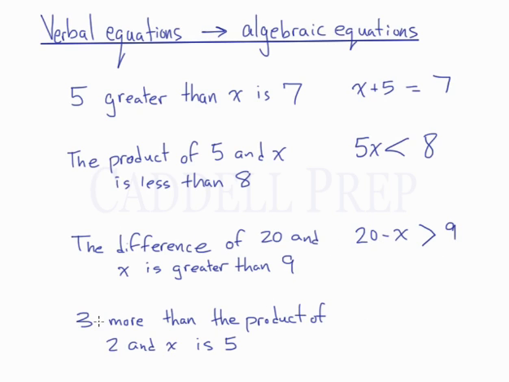Here's a complex one. 3 more than the product of 2 and x is 5. So this is 3 more than this product. So we have to have the product first, 2 and x, so 2x. 3 more than this product, plus 3, equals 5.